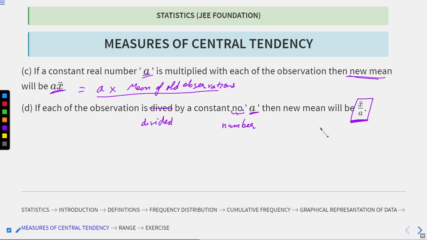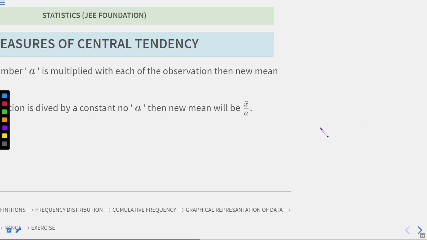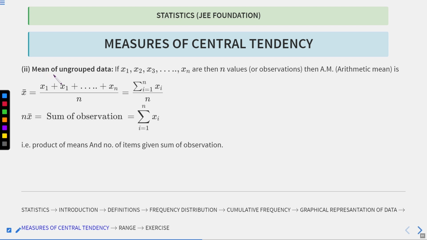Let's move to next and see what the mean for ungrouped data is. The mean for ungrouped data is this: x1, x2, x3 till xn are my observations and the number of observations is n. Then my arithmetic mean will be x1 plus and so on, which I have already told you, the sum of all observations divided by the total number of observations, which in short form we write like this.